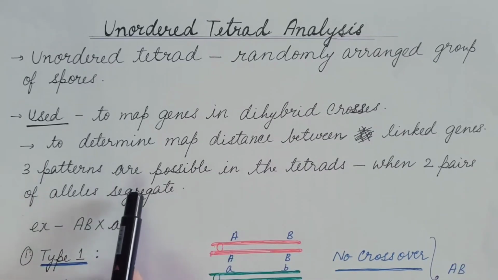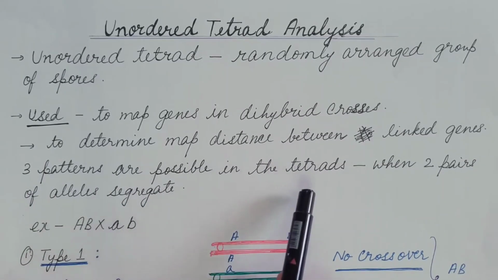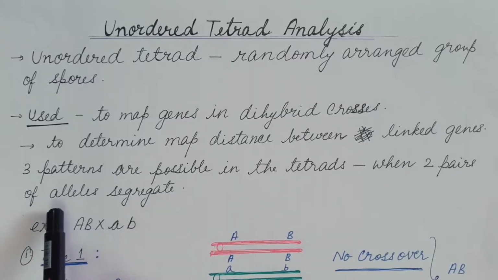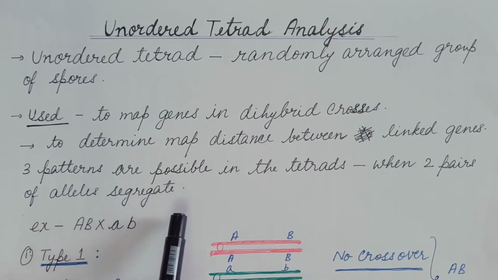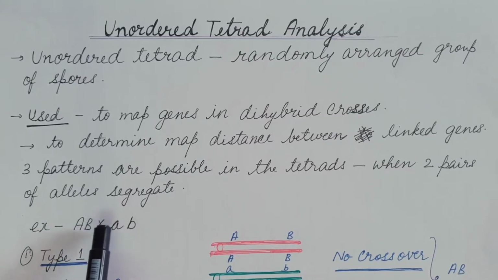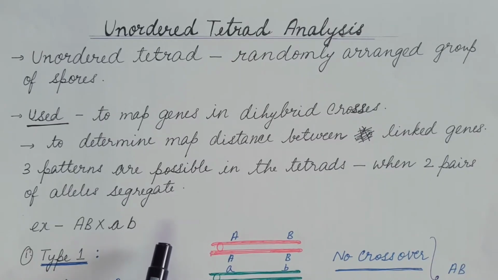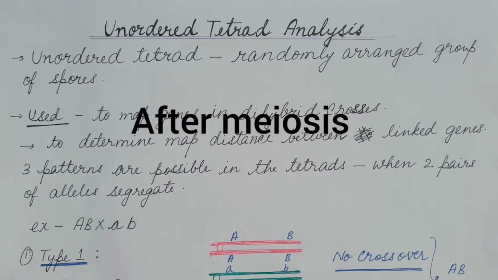Three patterns are possible in the tetrads when the 2 pairs of alleles segregate. For example, if there is a cross between capital AB and small ab alleles, which is a dihybrid cross, then 3 types of tetrads are possible. Let us discuss them one by one.